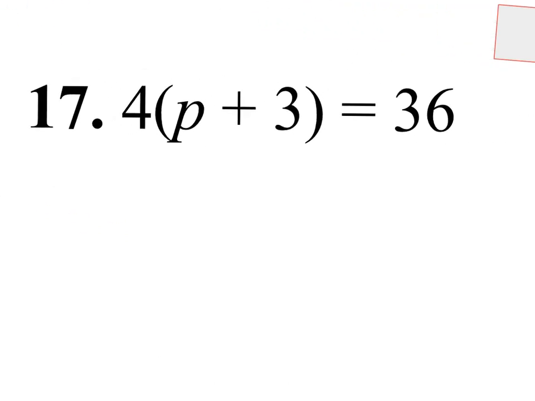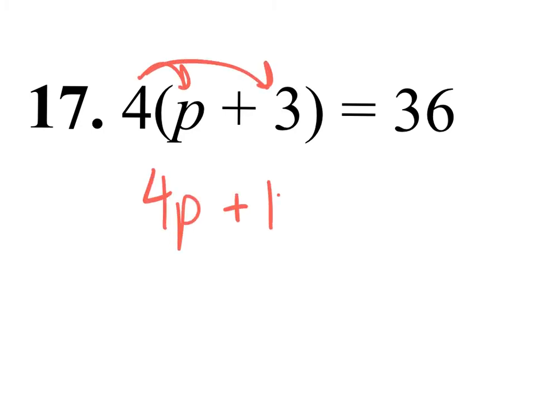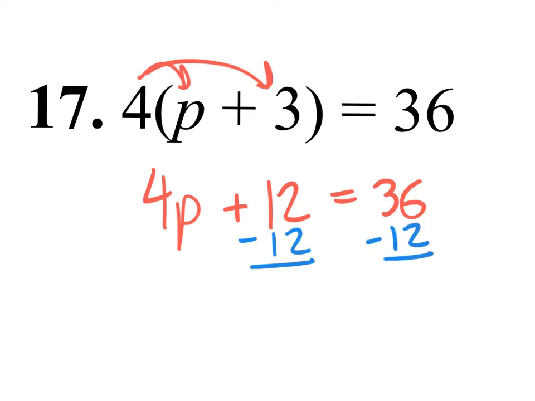And if you're still rough with that, please go back and watch the video on special cases. Number 17, as we could see, the right side says equals 36. That's already simplified. There's nothing to do there. On the left side of the equal sign, we're going to distribute. 4 times p is 4p. 4 times 3 is 12. Bring down the equals 36. Let's get rid of that 12 by subtracting 12. What you do to one side, you do to the other side. Bring down 4p. That canceled out. Equals, this is 24.